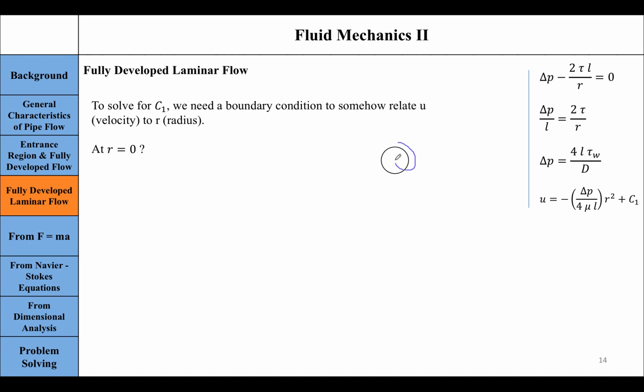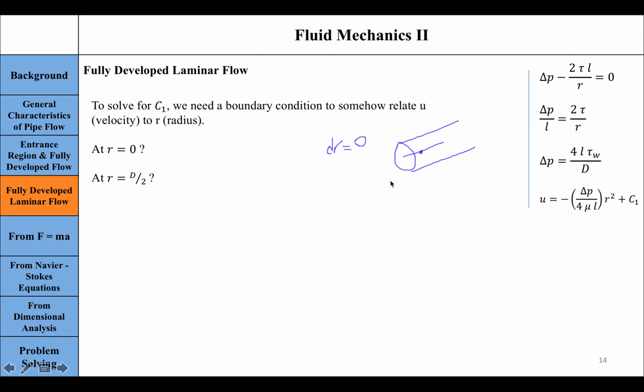So if you're looking at the center line of the pipe, this is r equals 0, let's say. So dr equals 0 as well here. And what that means is that du by dr is going to be equal to 0. So that doesn't really help us with finding the boundary condition.